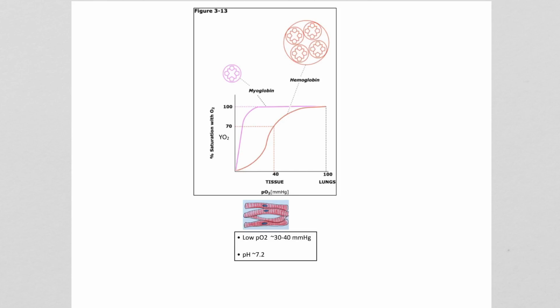So to summarize the whole process, in tissues such as muscles, the carbon dioxide that is produced is taken up by the red blood cells in the bloodstream, while oxygen in the red blood cells is given to the muscle cells.